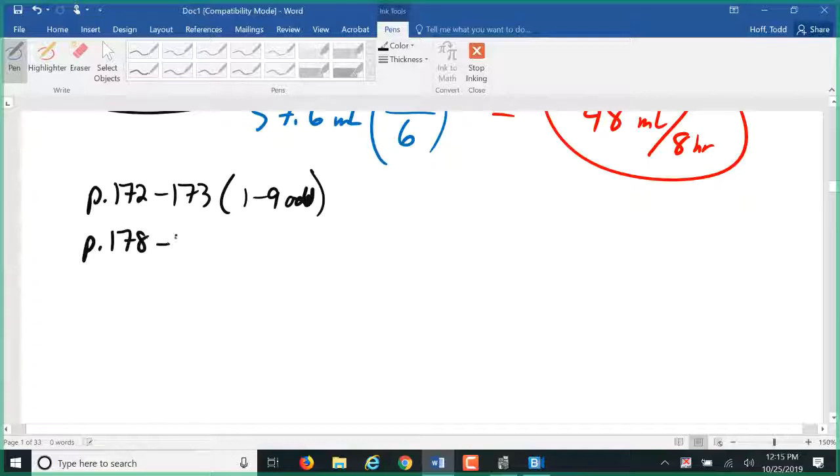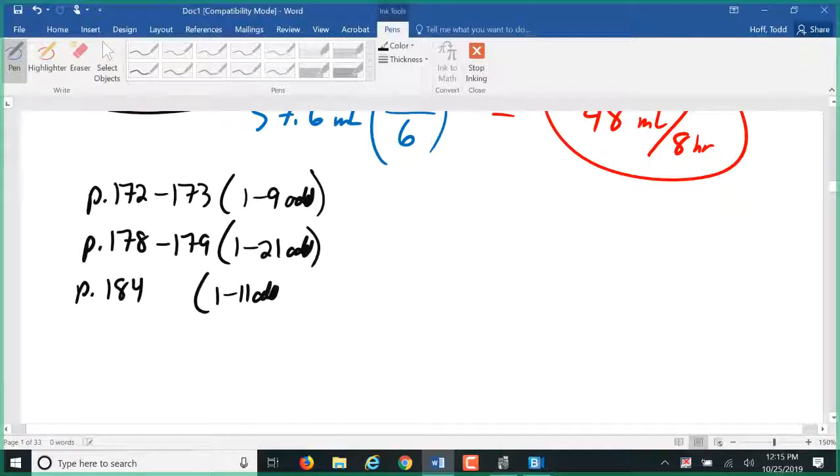Page 178 to 179, this is the dosage calculations. 1 through 21, the odd. The flow rates. Page 184, 1 through 11, the odd. And finally, this is it, this one. Page 188 through 190, 1 through 21, the odd. That's our dosages based on weight.